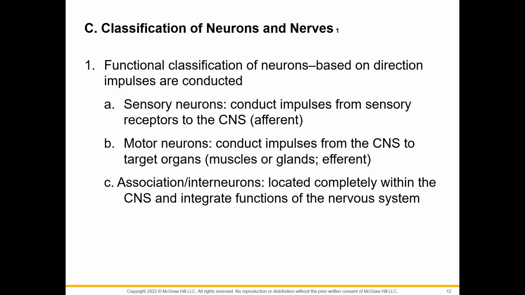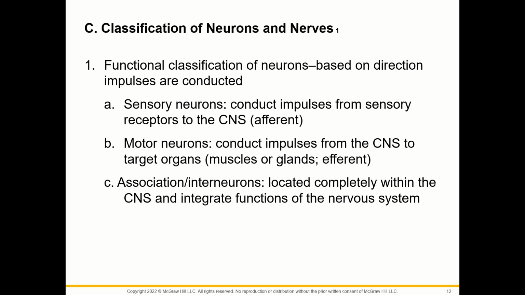Okay, so let's look at the functional classifications of neurons. They are based on the impulses' directions. And so already I mentioned that sensory neurons are going from the receptors towards the central nervous system, the brain and the spinal cord. So we call this afferent, and I think of afferent approaches, afferent approaches. So sensory neurons conduct impulses from sensory receptors to or towards the central nervous system. So they're afferent, they're approaching.